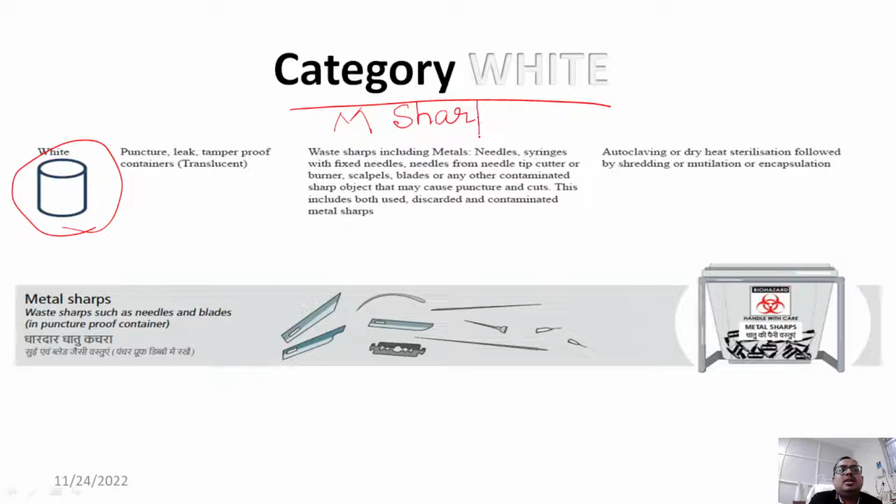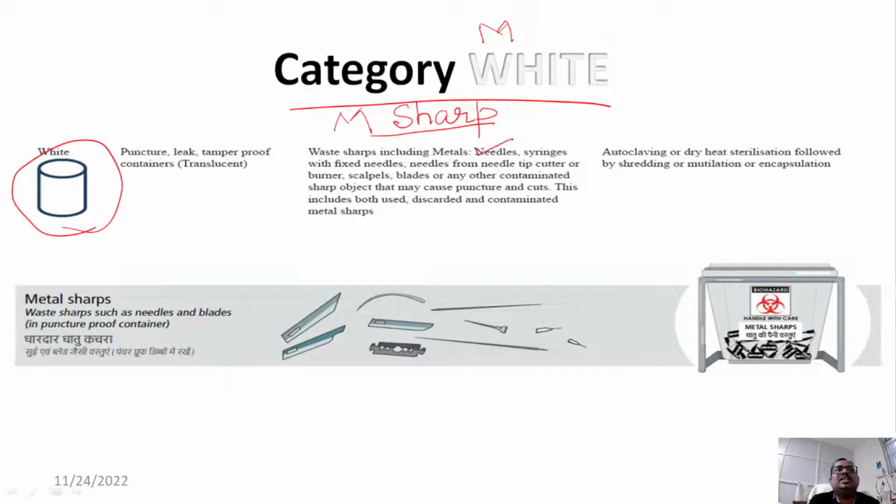So you can see that if you just try to memorize it, if you just invert this W, it will be M. So this will be metallic M and sharp waste. So what is metallic sharp waste?